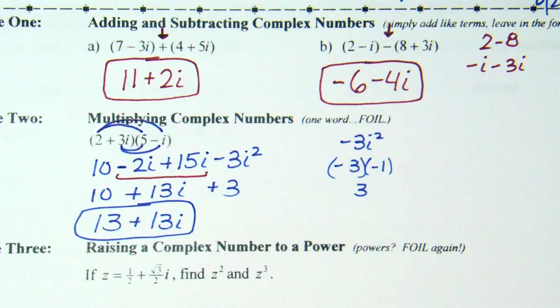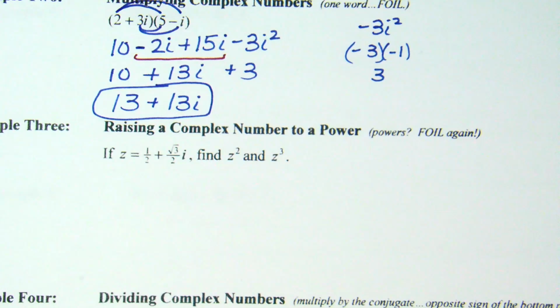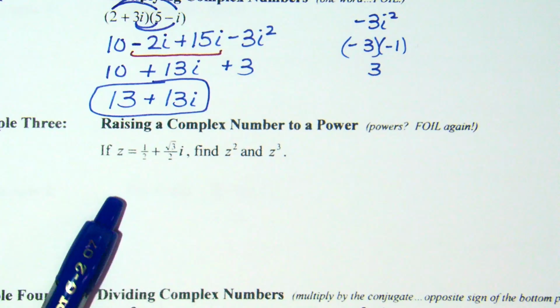Okay. Raising a complex number to a power. So, a complex number, such as z here, where z is defined as 1/2 plus radical 3 over 2 times i. Asking us to find z squared and z cubed. So let's start with the easier part here. How am I going to find z squared?